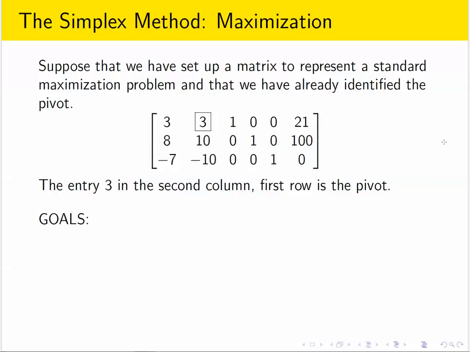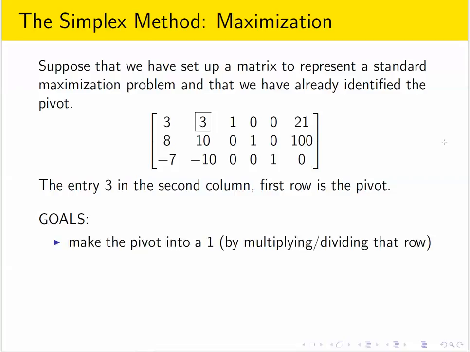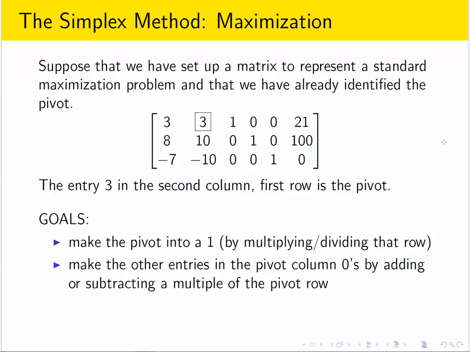Proceeding from there, we have the following goals. We're going to make the pivot into a 1, and we do that by multiplying or dividing that row by the appropriate value. And then we will take the other entries in the pivot column, so this and this, and we're going to make both of those entries into zeros. And we have to do that by adding or subtracting a multiple of the pivot row. So I need to draw attention to this. This is important because you have to use the pivot row when you change the other entries into zeros.